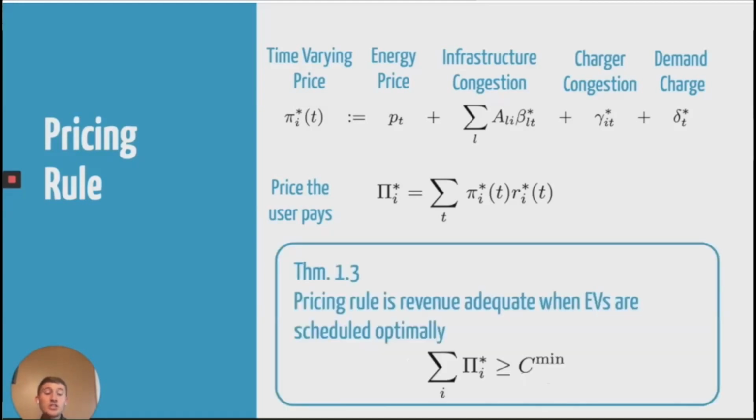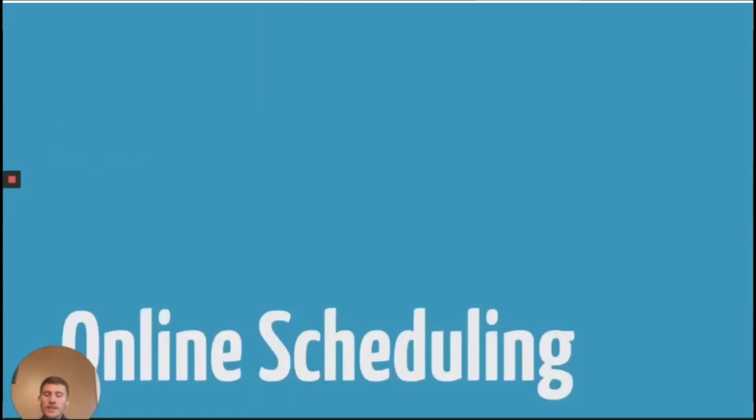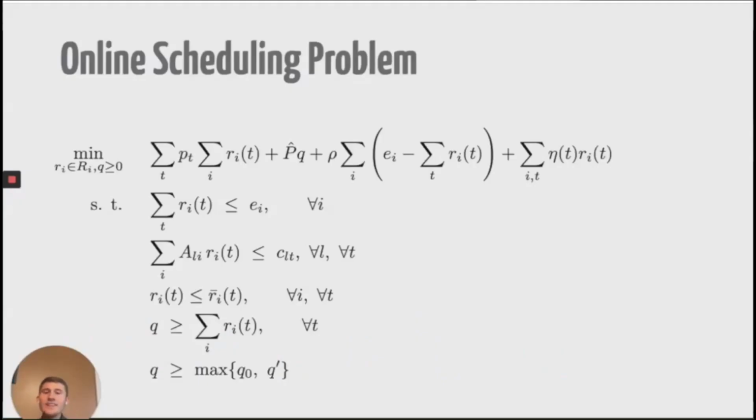At the same time, we can show that if we scheduled according to the cost minimal schedule, this pricing rule is revenue adequate. I mentioned that the pricing rule is revenue adequate when we can use the offline optimal schedule, but in reality, we need to schedule online. And that leads us to this online scheduling problem, which we'll use via model predictive control. What that means is we're going to solve this convex optimization problem at every time interval and apply only the control signals for the first time interval.